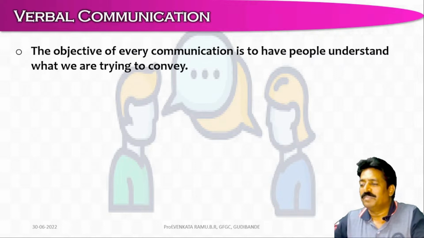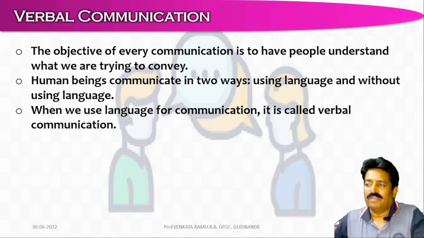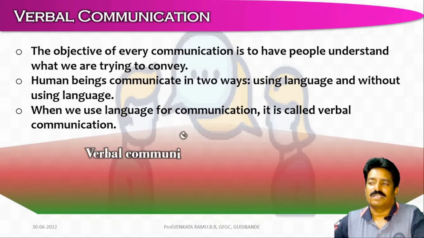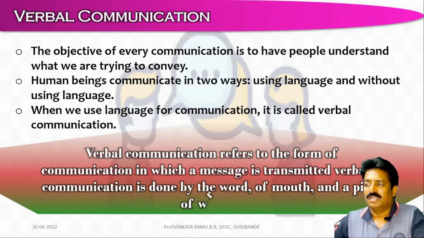The objective of every communication is to have people understand what they are going to convey. Human beings communicate in two ways, using language and without using language. When we use language for communication, it is called verbal communication. Thus, verbal communication refers to the form of communication in which a message is transmitted verbally. Communication is done by the word of mouth and a piece of writing.